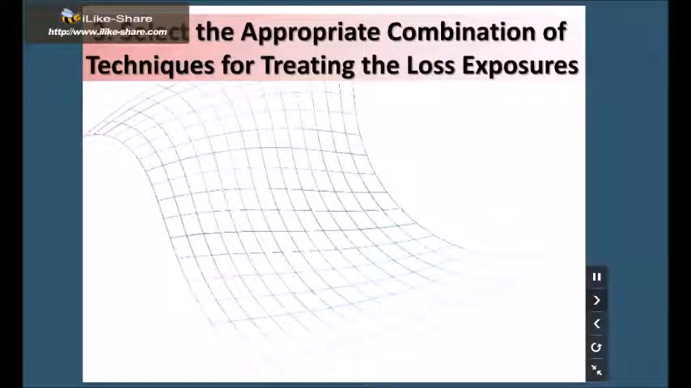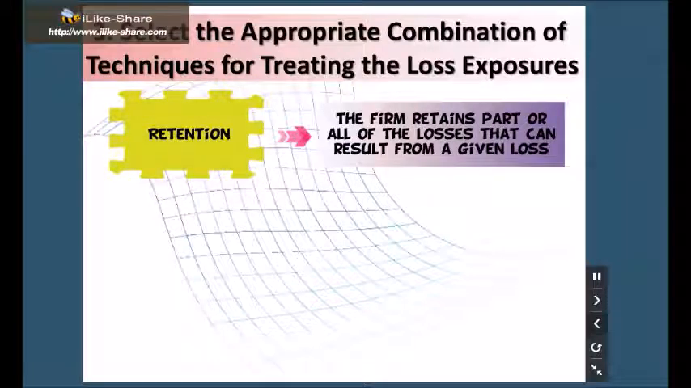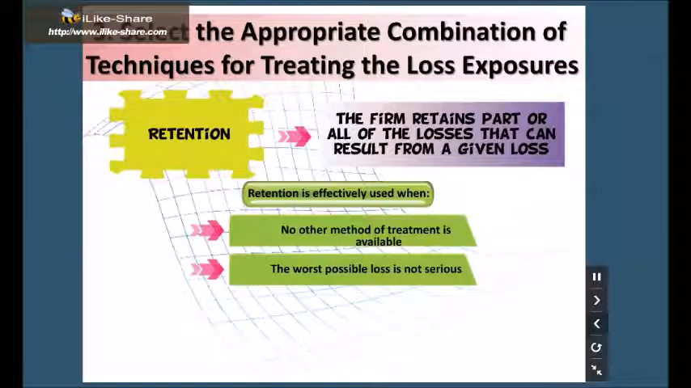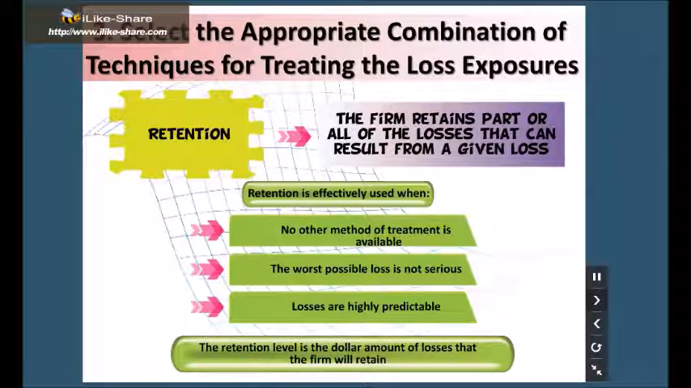Select the appropriate combination of techniques for treating the loss exposures. Retention: the firm retains part or all of the losses that can result from a given loss. Retention is effectively used when no other method of treatment is available, the worst possible loss is not serious, or losses are highly predictable. The retention level is the dollar amount of losses that the firm will retain.